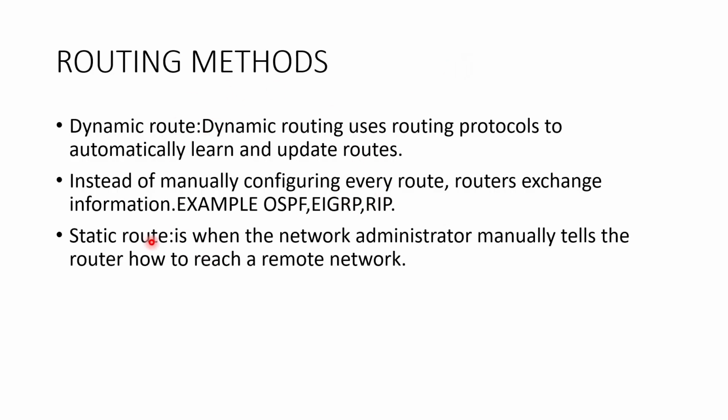But another method is the static routing. Static routing is when a network administrator manually tells a router how to reach a destination network. So you're going to tell a router, for you to reach this network, you're supposed to pass via this interface. So that is static routing. Now, there are different types of static route that you're supposed to know, and we are going to see them and have a configuration on them.